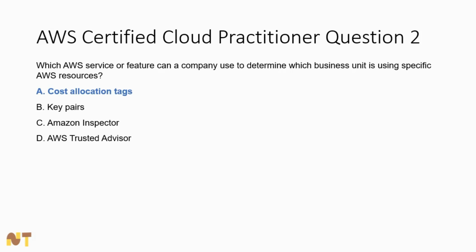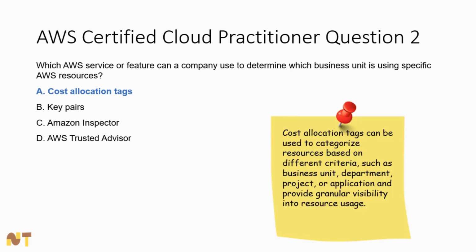But let's evaluate other options. A key pair. A key pair consists of a public key that AWS stores and a private key that you store. Key pairs are used to log into your instances. And Amazon Inspector is an automated vulnerability management service. Trusted Advisor inspects your AWS environment and provides recommendations for the best practices. Moving on to our next question.